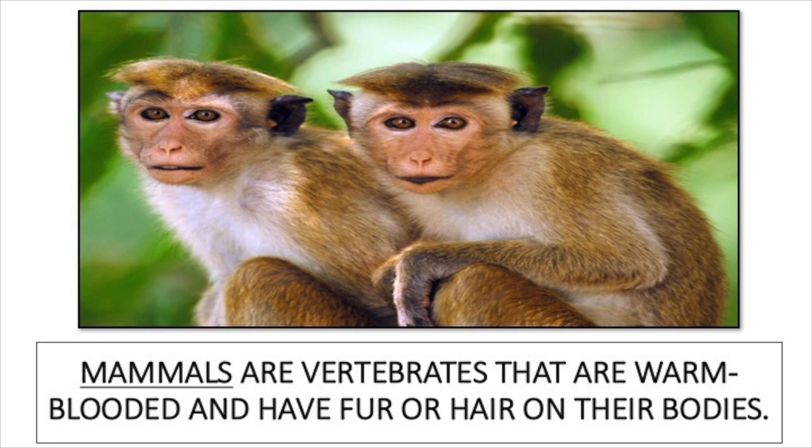And then, mammals. Mammals are vertebrates that are warm-blooded and have fur or hair on their bodies. Yes. What type of mammals can you see? Monkeys, yes. Monkeys have fur and some hair on their bodies. Do monkeys have a backbone? Yes. Yes. That's what makes them vertebrates.